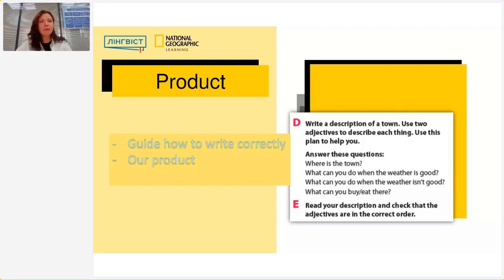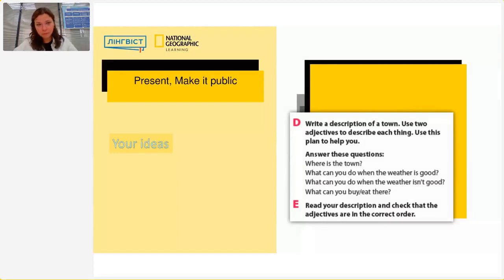After that, so we have a product. So one group can create a video, probably most of them, but for video, you need to write a script. Without a script, no video will be evaluated. Present and make it public.